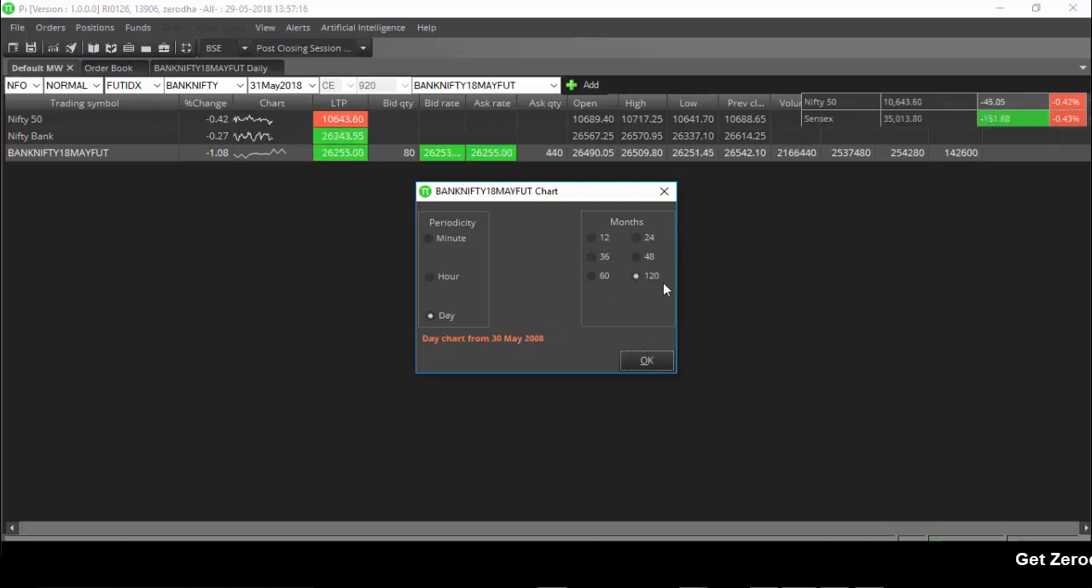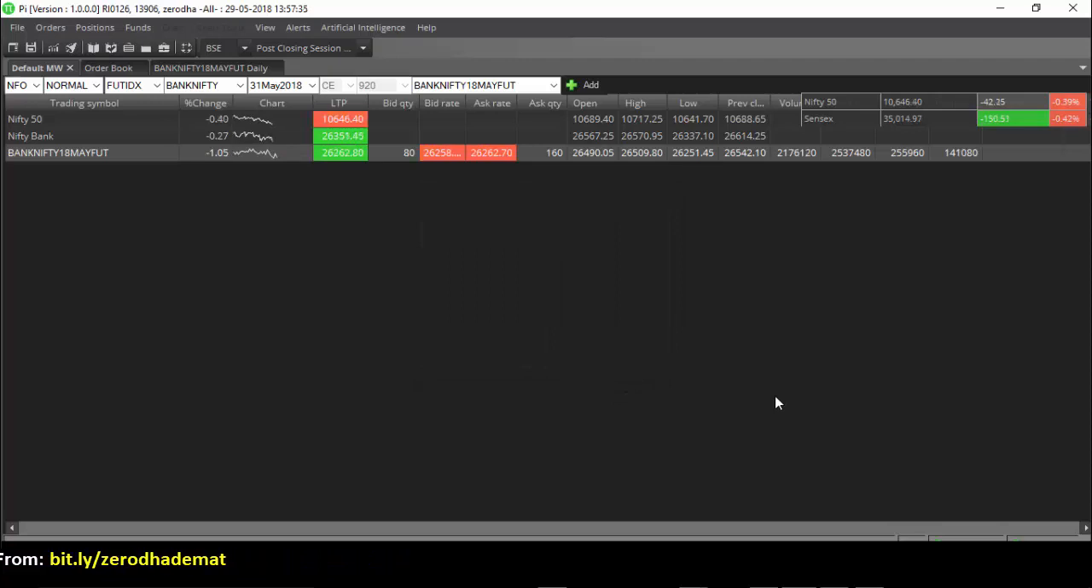Let us select the maximum months. Maximum months is 120 months. That means the maximum chart possible in Zerodha Pi is of 12 months is 1 year, 120 months is 10 years. So 10 years chart is possible on Zerodha Pi. So now select this and click OK.